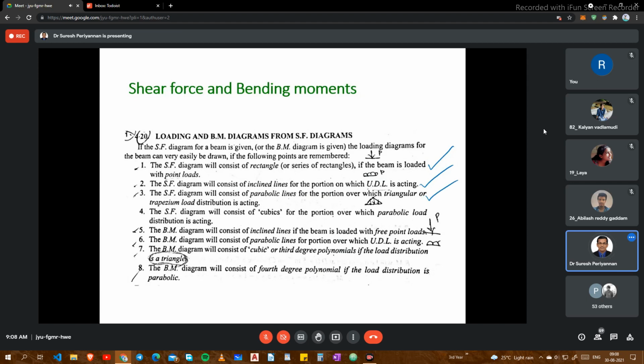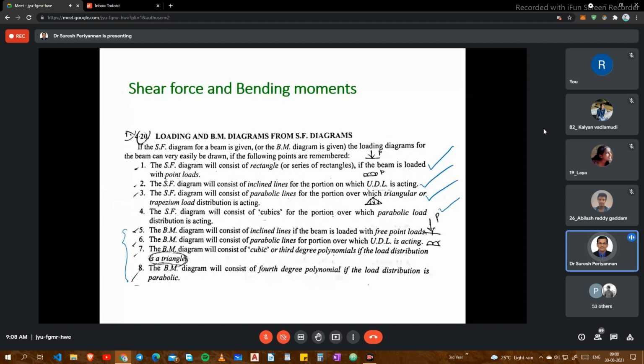This is the same thing we discussed earlier. The shear force diagram will consist of cubic curves when the load is parabolic in the simple cantilever beam. Now this is the bending moment diagram.